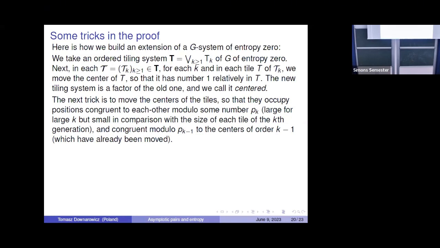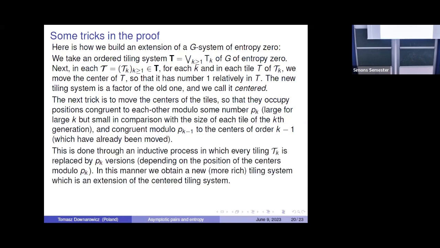And in this manner, I create an extension. So there's an inductive procedure. You do it on larger tiles, and then you make the larger tiles and so on. And in this manner, we obtain many tilings above each. So we get an extension of the centered tiling system, and we call it odometric tiling.